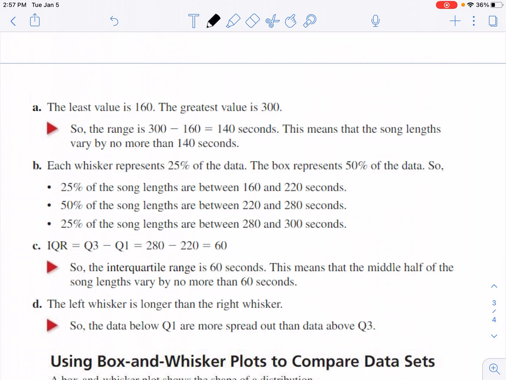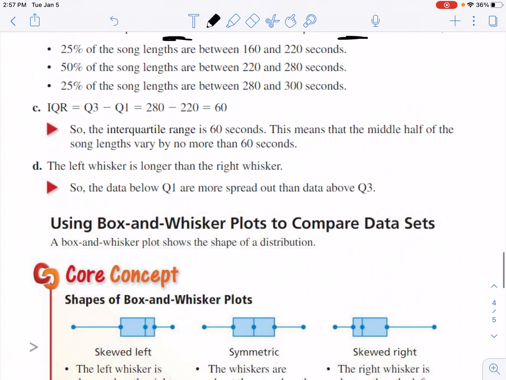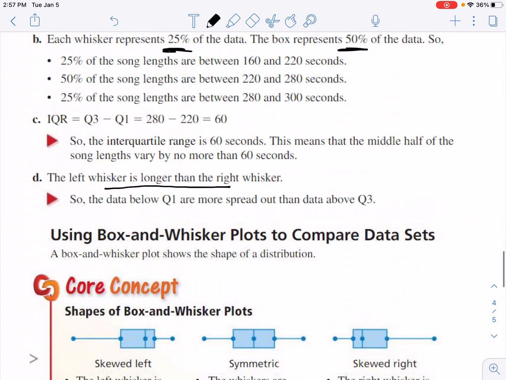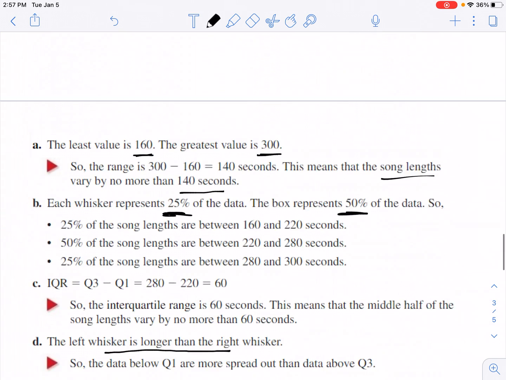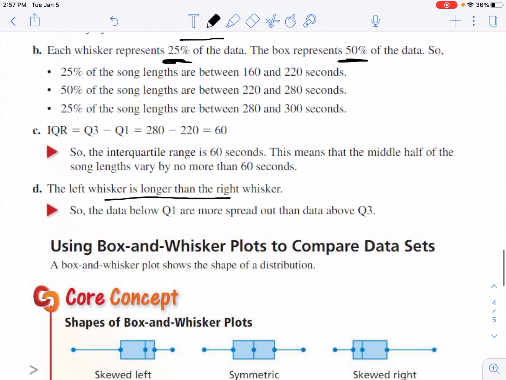And this just confirms what we were talking about earlier. We said the least value is 160, the greatest value is 300, so the song lengths didn't vary much more than 140 seconds. We talked about how each whisker contains 25% of the data, the box contains 50% of the data, and the variation of the interquartile range. And just like we said there, the left whisker is longer than the right whisker, which means Q1 would be more spread out.